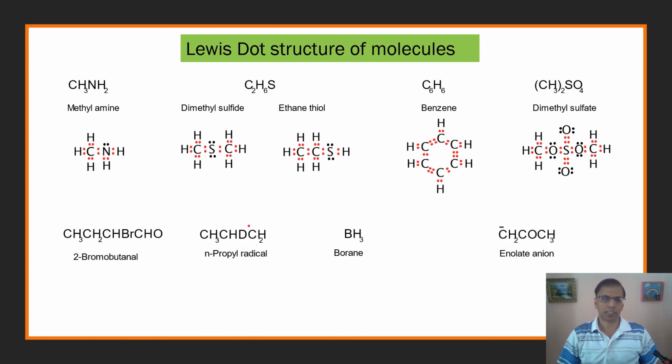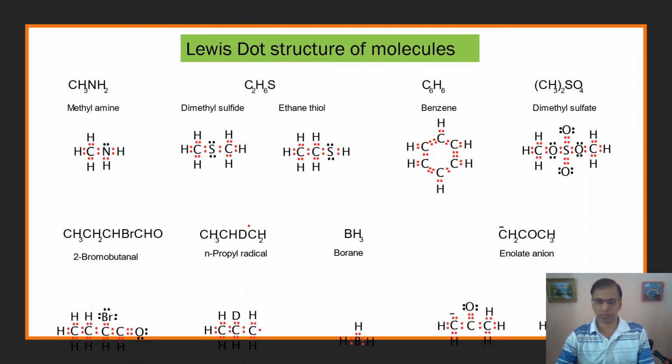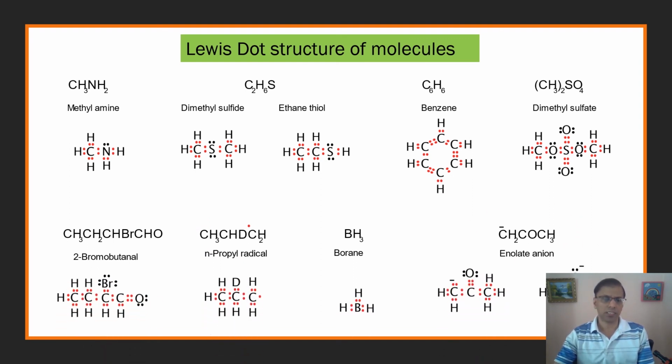Let's look at another set of examples. Once you have written down the Lewis dot structure of the molecules, you can check the answers. In this case, we have a neutral molecule, and then this is a radical, and this is an anion. So these are the answers.